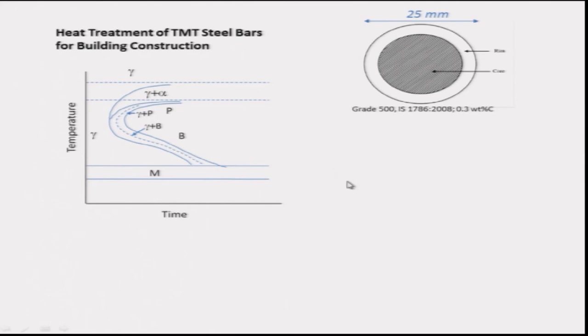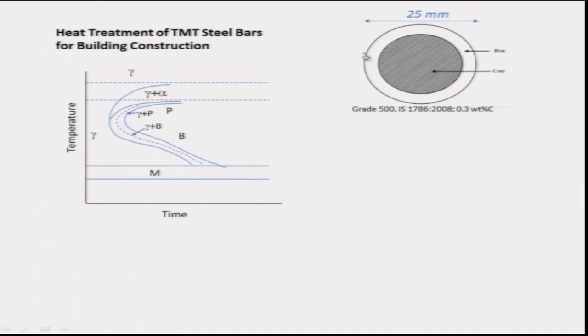Now, what you want to do is create a hard surface outside with a soft core inside. But in this case, we will not do any carburizing. What is actually done in the industry is that these steel bars are heated into the austenite region, and then they are quenched. The surface is quenched in such a way that you have different cooling rates on the surface and the core.